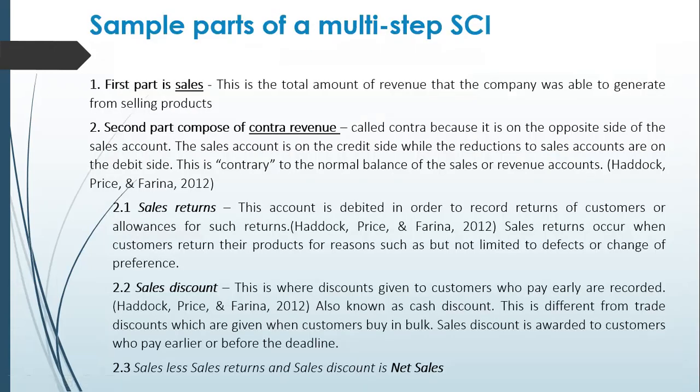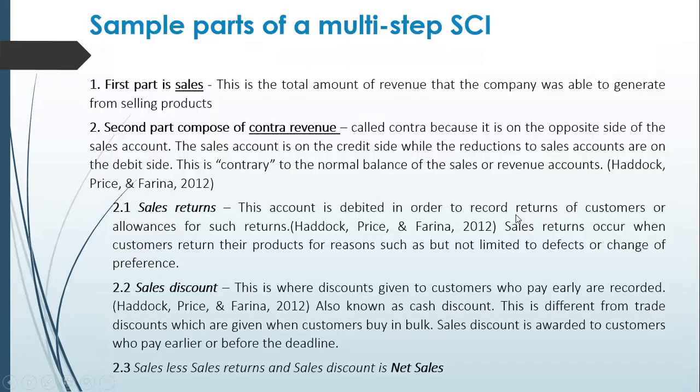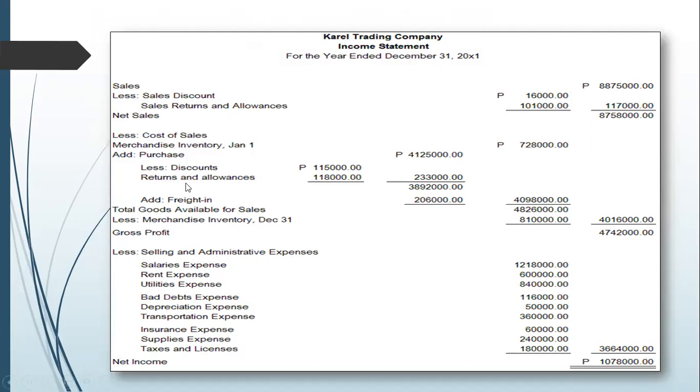So, sample parts of a multi-step SCI. So, ito nga po yung sample niyan. So, first part is sales. This is the total amount of revenue that the company was able to generate from selling products. So, ito po, sales. Total sales. Yung napagbentahan. So, ito po ay nagkakahalaga ng 8,875,000. Okay? Ito po yung first part, sales.